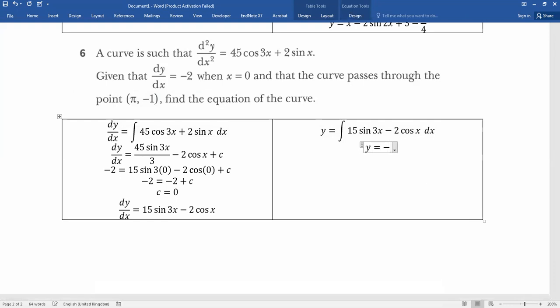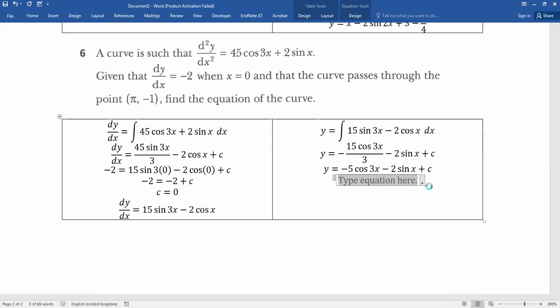So 15 sin 3x over 3 gives minus 5 cos 3x, minus 2 sin x, plus c. So y will be -5 cos 3x minus 2 sin x plus c. How do you figure out the value of c? In place of y, put -1, and x is pi. So -1 equals -5 cos 3 pi minus 2 sin pi plus c.